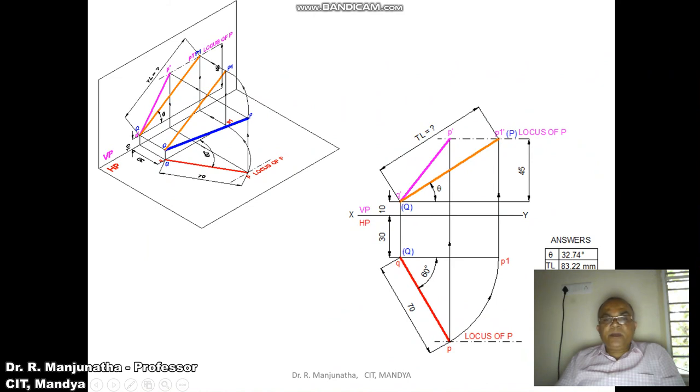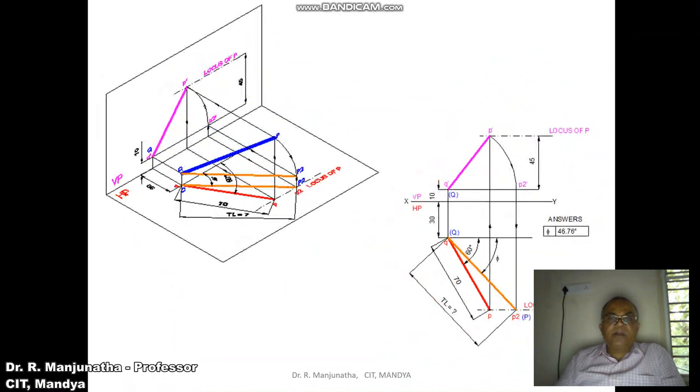So similarly, with Q as center, you know the top view line and you make it parallel to VP. So QP1 is the line which is parallel to VP. So when it is projected onto the locus of P in the front view, you are going to get this point as P1 dash. Then join Q dash P1 dash. So this is going to be the true length line. So now we need to find out the true length in HP.